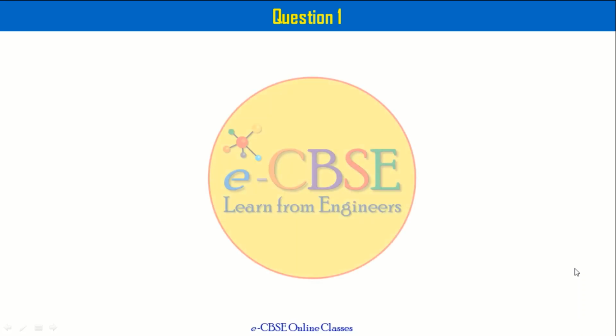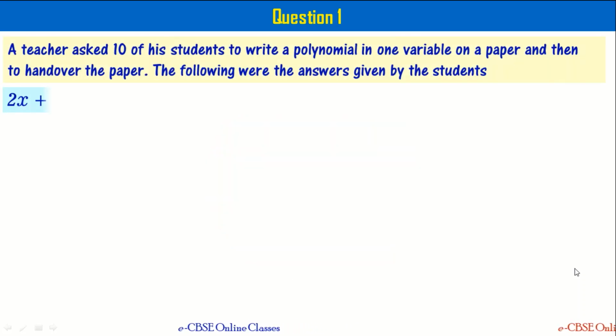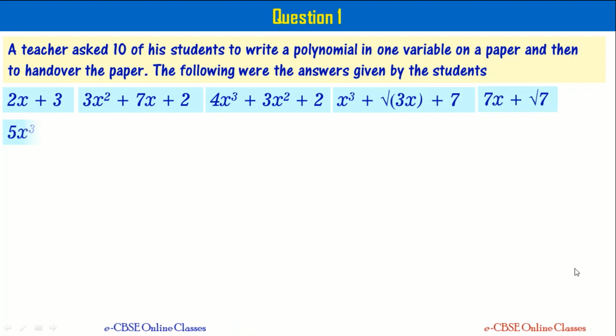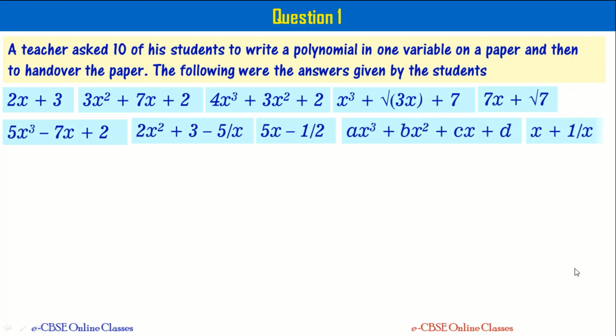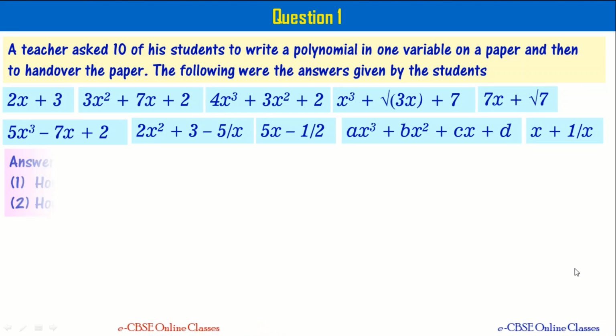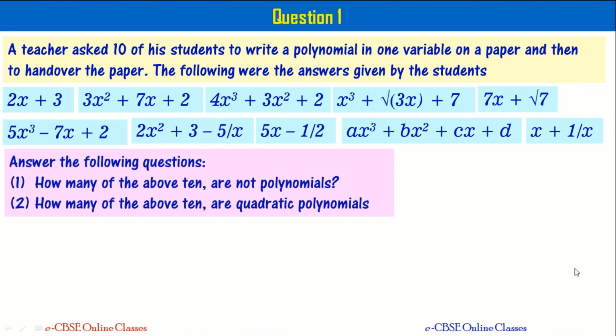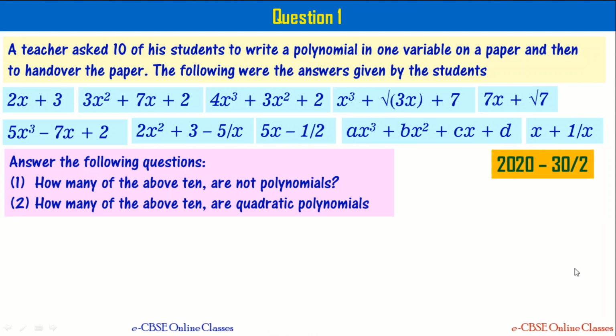Let's start with questions. A teacher asked 10 of his students to write a polynomial in one variable on a paper and then to hand over the paper. The following were the answers given by the students. Please note that all 10 students have given 10 different answers. The questions to us are: 1. How many of the above 10 are not polynomials? And how many of the above 10 are quadratic polynomials? This was given in year 2020, set number 2.